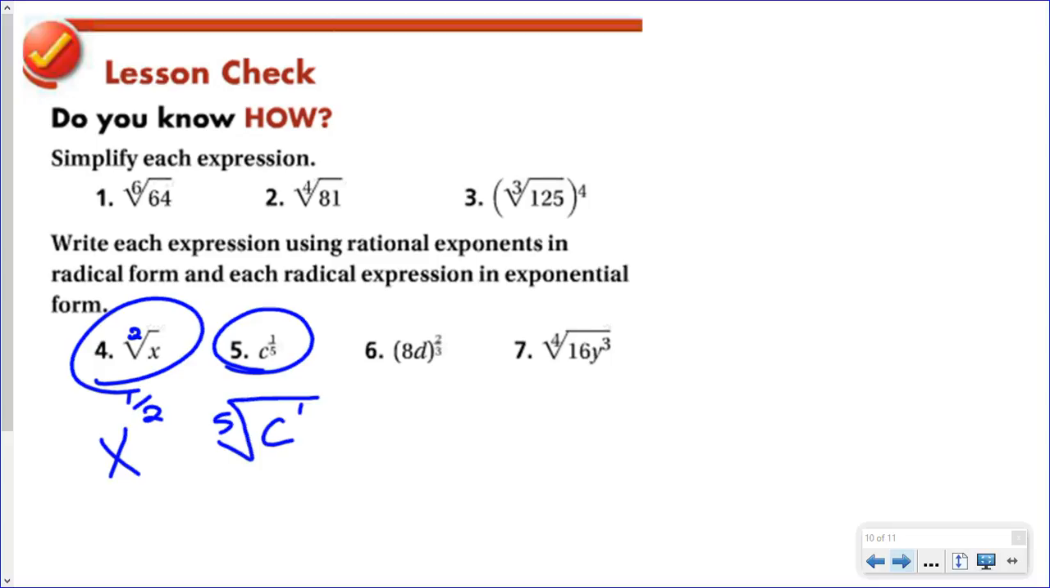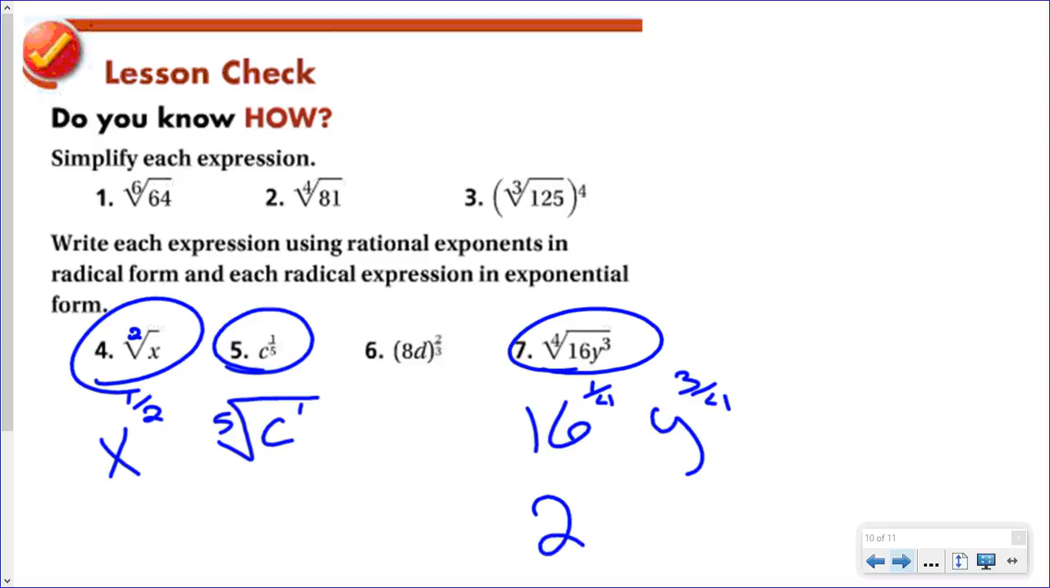All right, let's do number 7 here. Right now, this is in radical form. Let's put it in exponential form. 16 has a power of 1, y to the 3rd power. All right, our index number is 4, so place that on the bottom for both of them. What times what times what times what gives you 16? That's 2. And then just bring down the y to the 3/4.